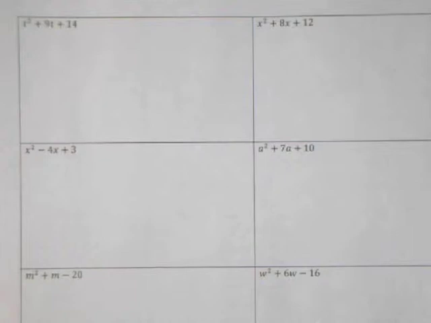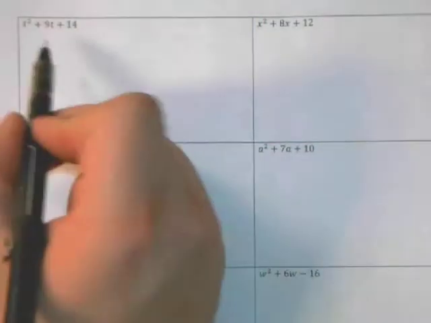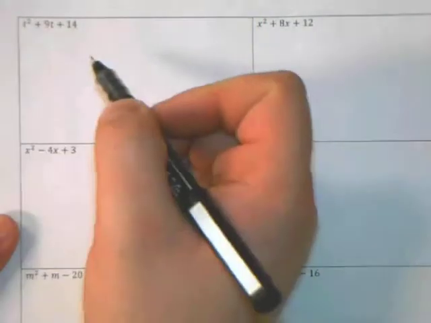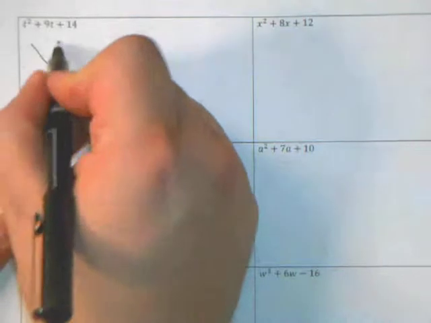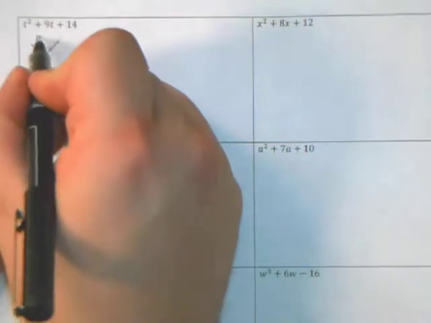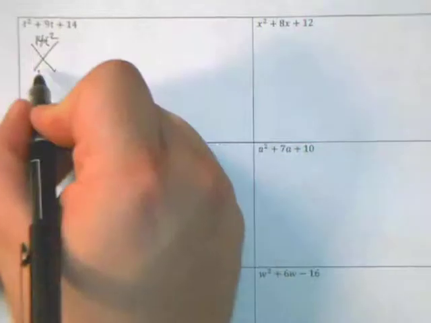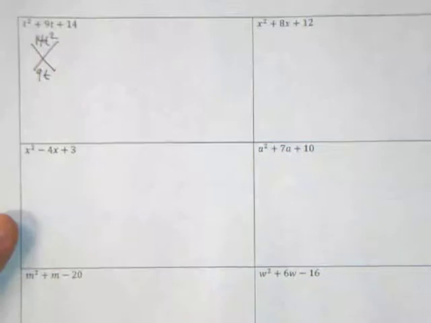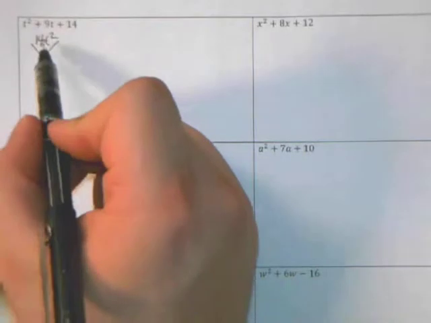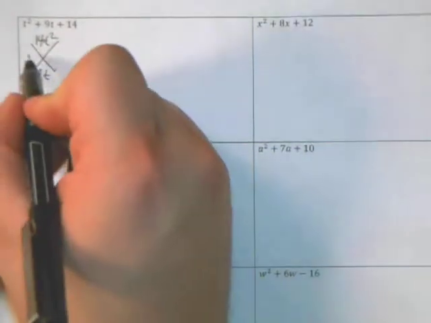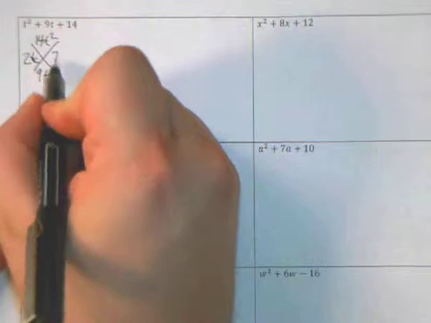On the back side, I want to do the top left one with you. I see t squared plus 9t plus 14. First thing I look for is greatest common factor. Nothing in common amongst all three. Diamond. Multiply the end terms: 14t squared, and the middle term 9t. Solve the diamond problem. Multiplies to 14, adds to 9: 2t and 7t.